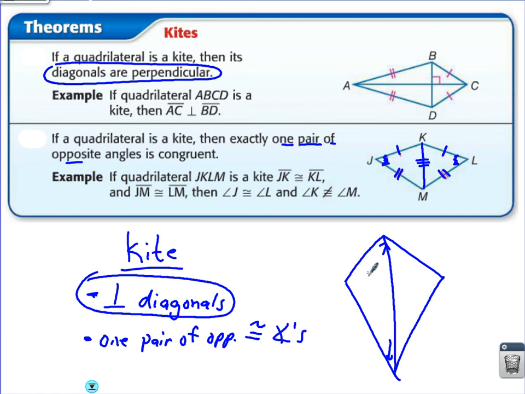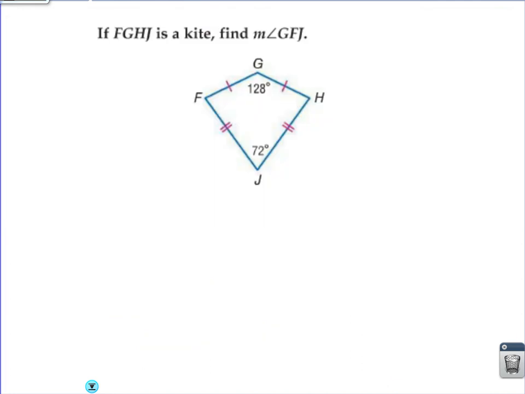Side, side, side. All three sides are congruent to all three sides. Since they are congruent, then by CPCTC, those angles would also have to be congruent. Okay? Look for your lines of symmetry. So if this is a kite, find the measure of angle GFJ.